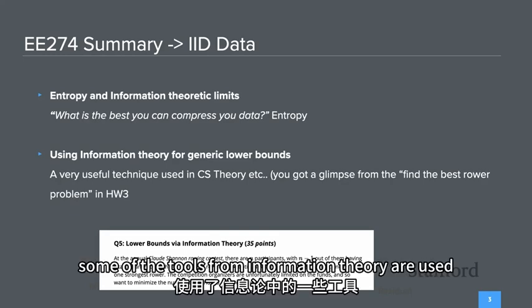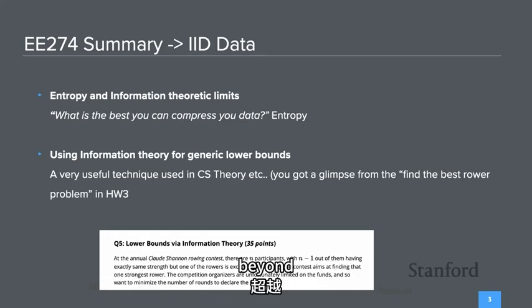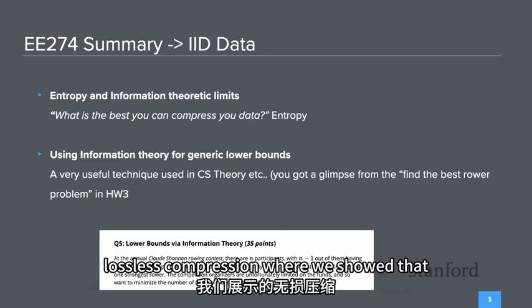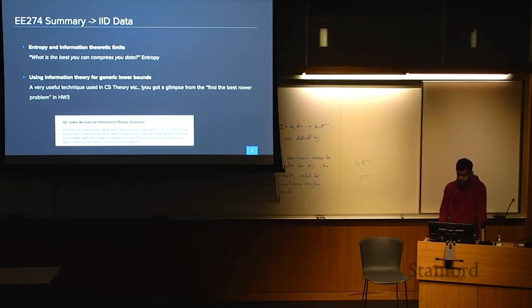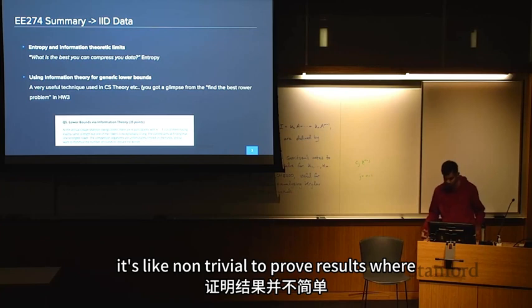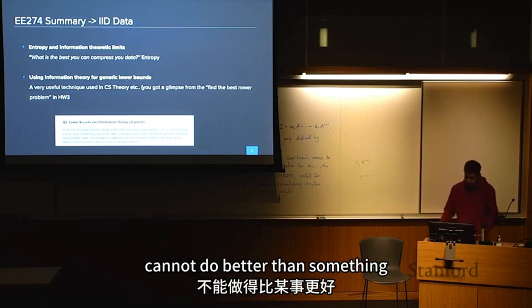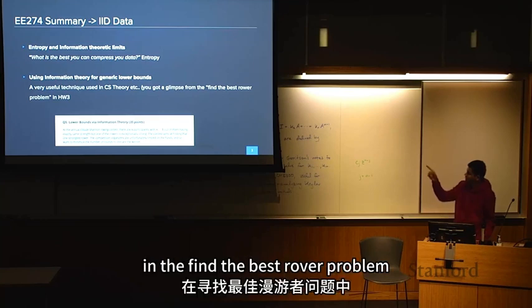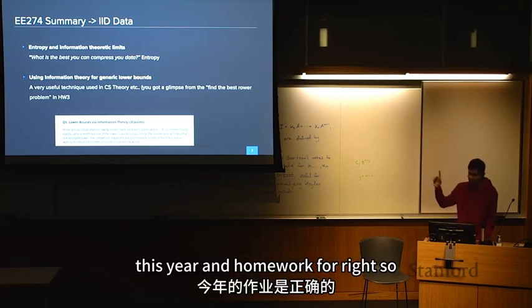And not only that, some of the tools from information theory are used beyond just information theory. If you remember the fundamental result for lossless compression, we showed that no compressor in the world can do better than entropy. It's a very strong result. It's non-trivial to prove results where any algorithm in the world cannot do better than something. And it's used in various places. You're getting a glimpse in the find-the-best-rower problem this year in homework 4.